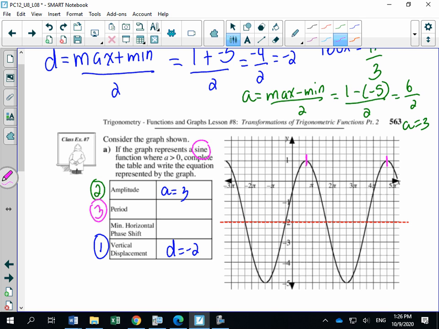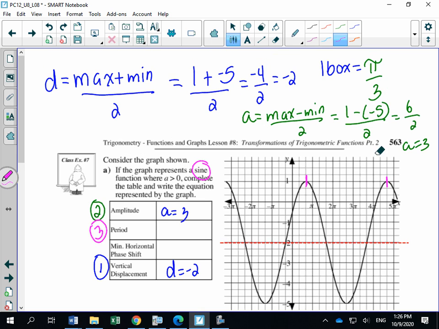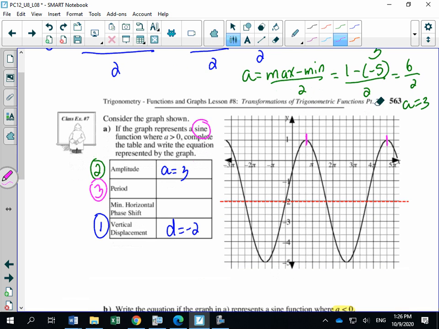Even though they tell me this is a sine graph, I'm going to figure out the period by going peak to peak. So what I'm going to do is count the number of boxes, and I know each box is worth pi over 3. Okay, so let's count the number of boxes. To get from this peak to this peak, how many boxes do we count? So I start: 1, 2, 3, 4, 5, 6, 7, 8, 9, 10, 11, 12. I have 12 total boxes.